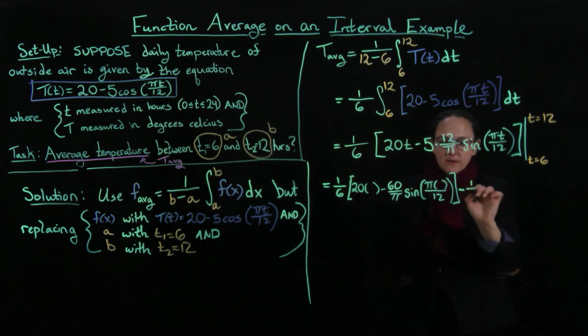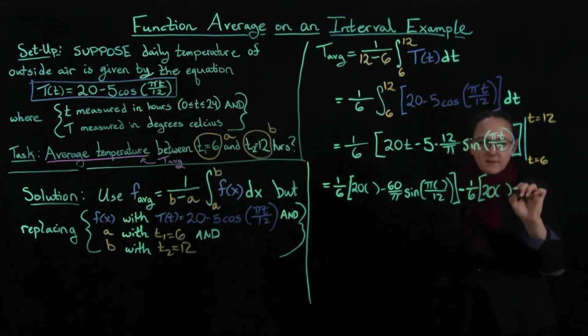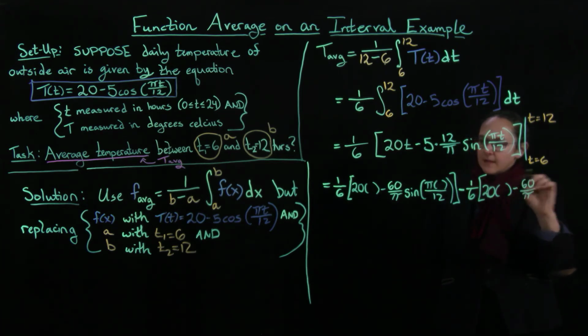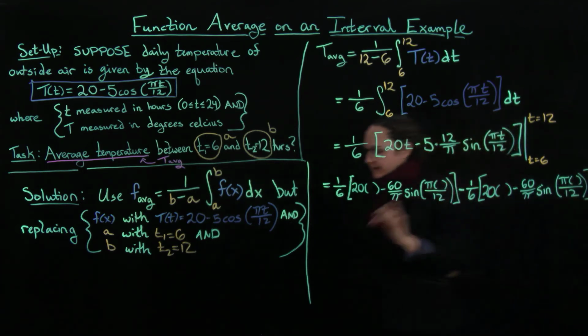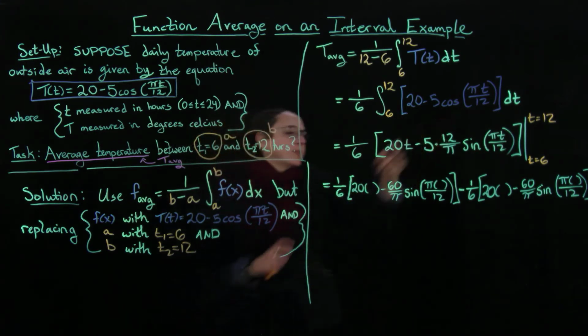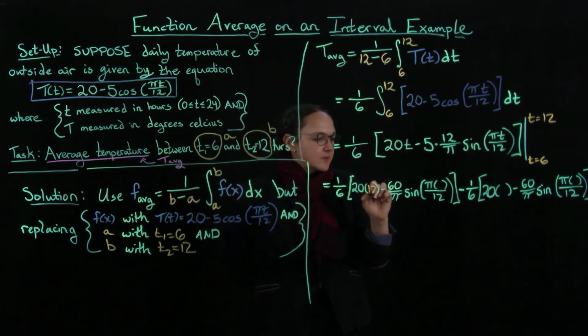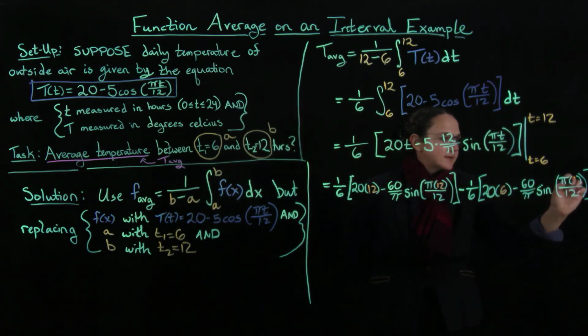Okay, so I want to write 1/6, and then I have 20 times parentheses, and then I have minus 60 divided by pi sine of pi times parentheses divided by 12. Okay, now that we have all of our parentheses just kind of left there, in the first one I need to put my 12 everywhere, so I put a 12 in the first one every time I have the parentheses, and in the second one I need to put a 6 every time I have the parentheses.